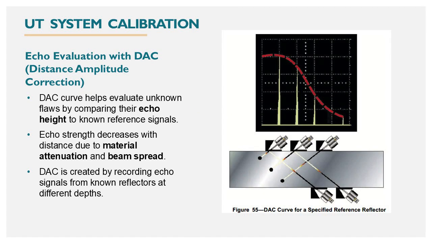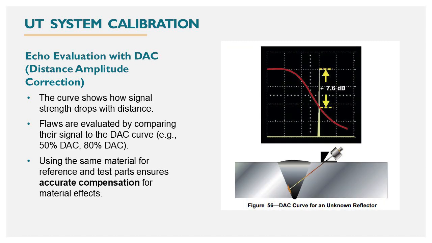Echo evaluation with DAC, or distance amplitude correction. DAC curve helps evaluate unknown flaws by comparing their echo height to known reference signals. Echo strength decreases with distance due to material attenuation and beam spread. DAC is created by recording echo signals from known reflectors at different depths. The curve shows how signal strength drops with distance. Flaws are evaluated by comparing their signal to the DAC curve, for example 50% DAC, 80% DAC. Using the same material for reference and test parts ensures accurate compensation for material effects.